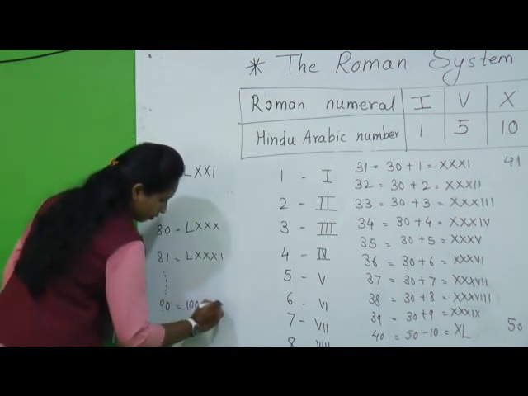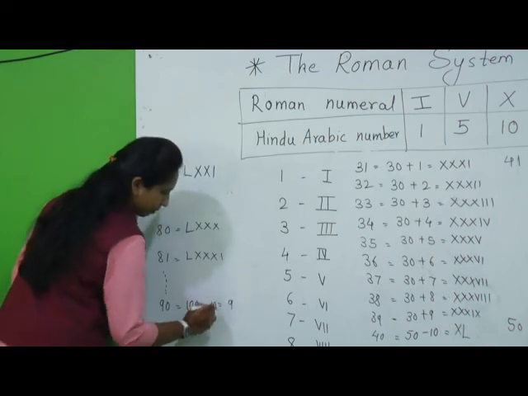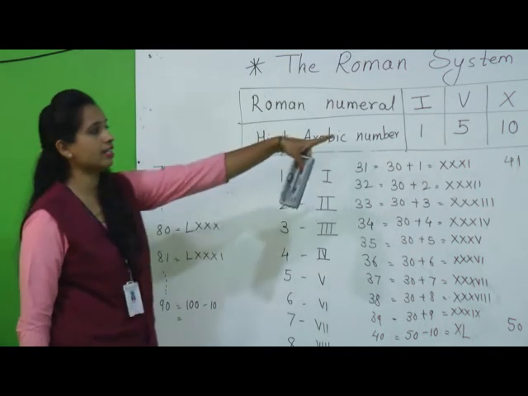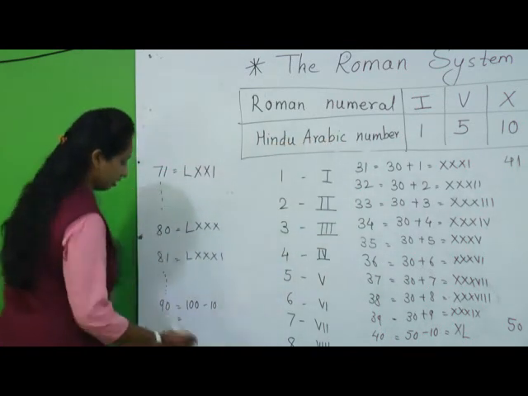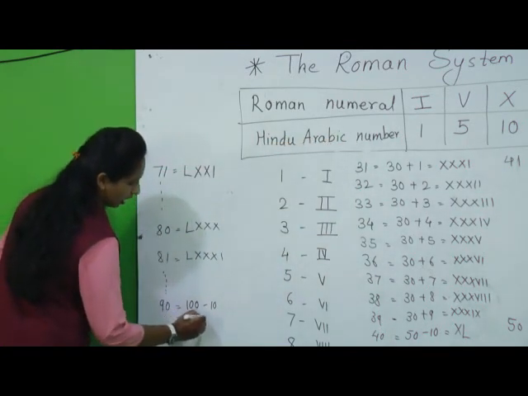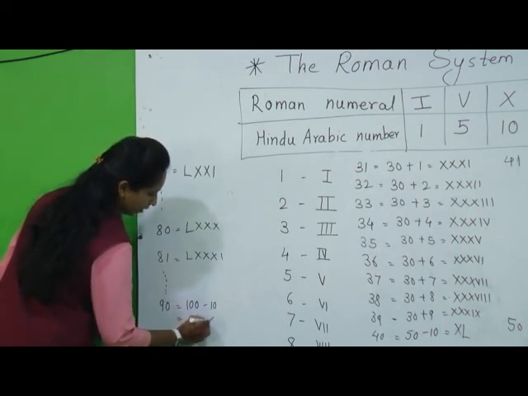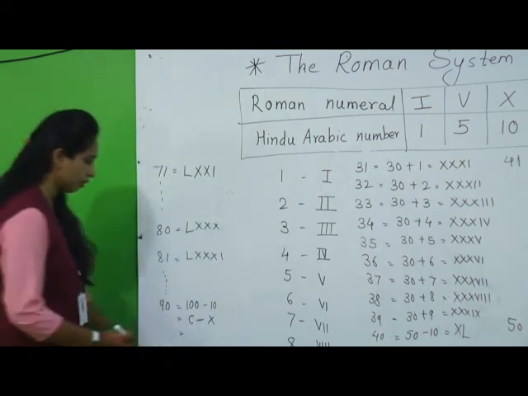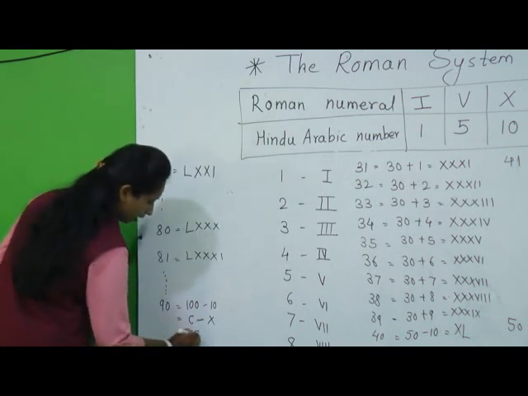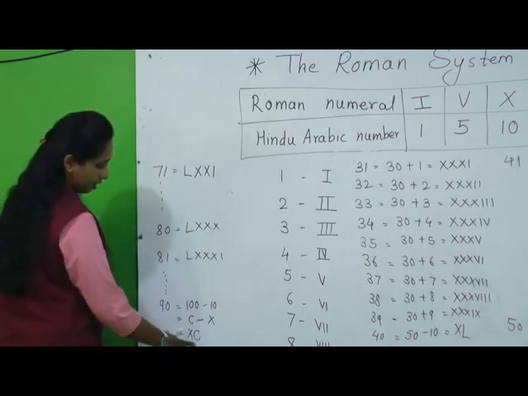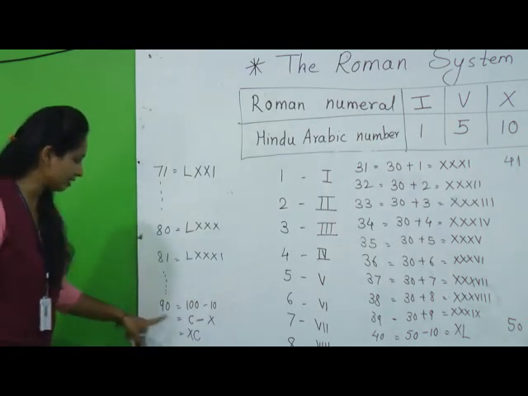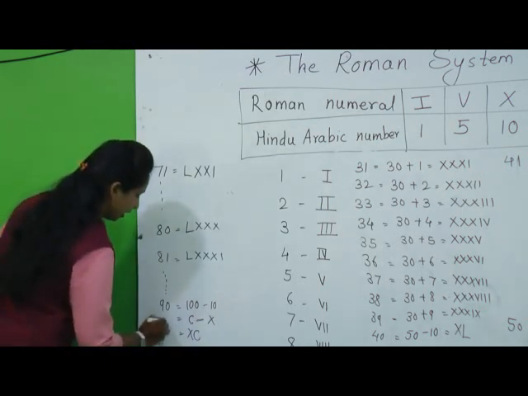100 minus 10 means 90. So 100 value that is given, see what is the 100 value? That is C. Okay. So C minus X. So whenever we are subtracting from greater to smaller, write smaller and greater. So that is X and C. So we got X and C as the 90 value.